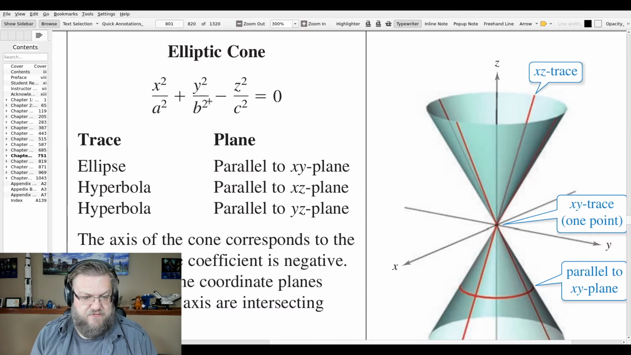And you can see the form there. But again, you could figure this out just by making these 0, 0, 0, and then figuring out what sort of shape you have left.